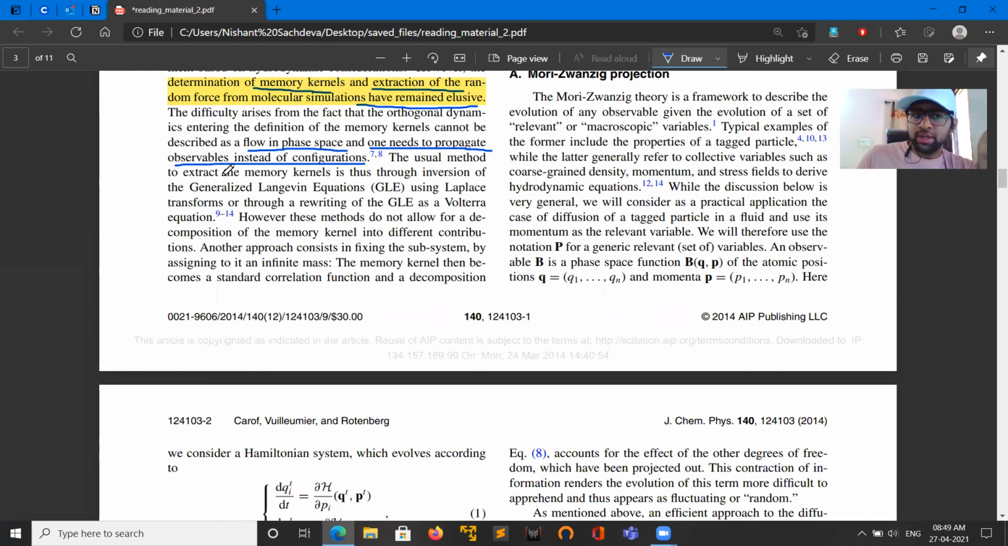The usual method to extract these memory kernels, once we've seen what the issues are, is through inversion of the generalized Langevin equations. Be careful of that, this name is going to come up quite a lot, the GLE. So the usual method is through the inversion of the generalized Langevin equations. These use Laplace transforms or rewriting of the GLE as a Volterra equation.